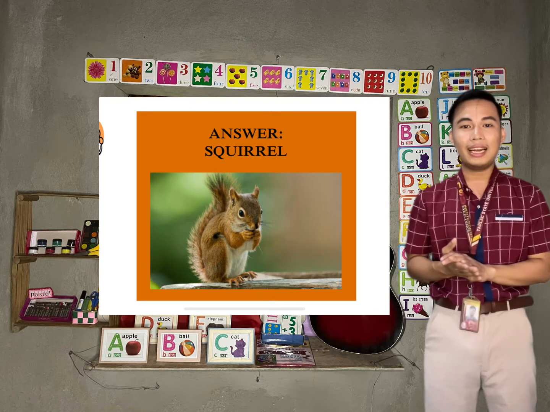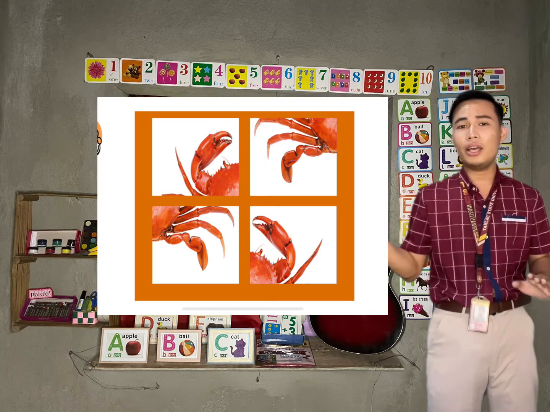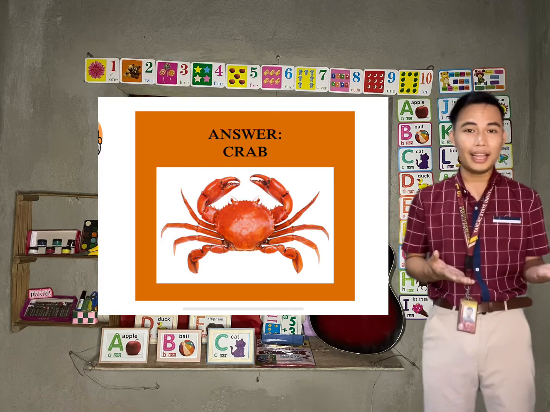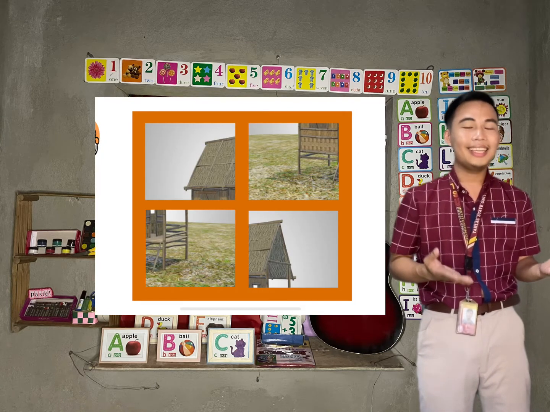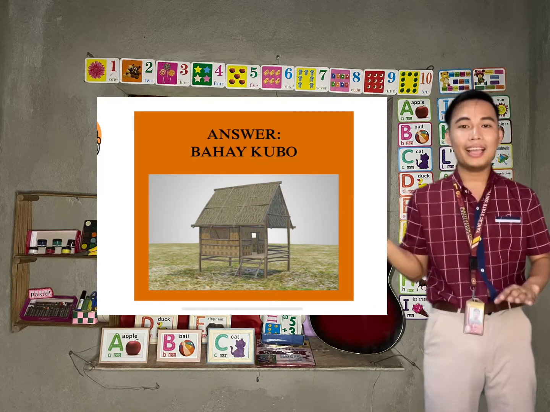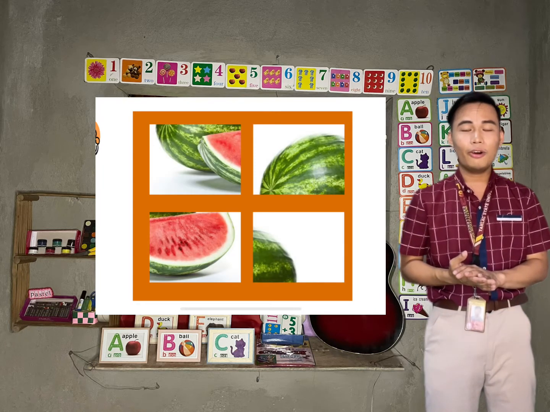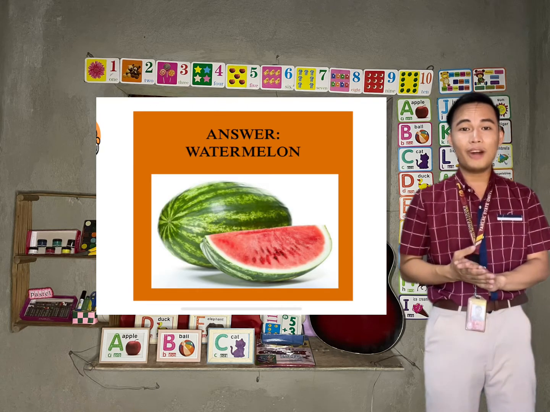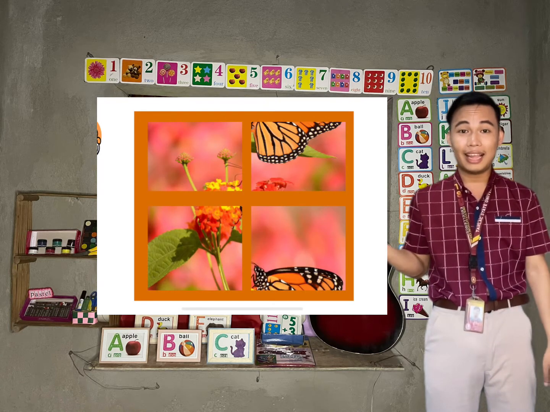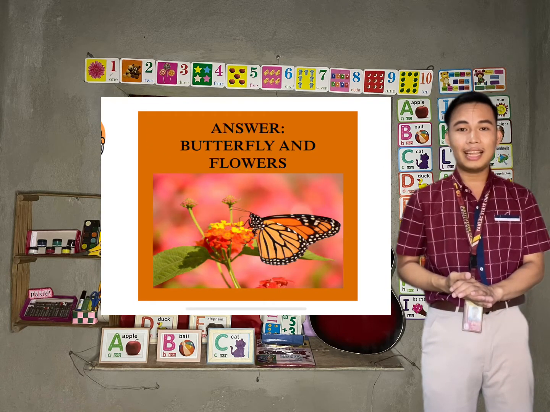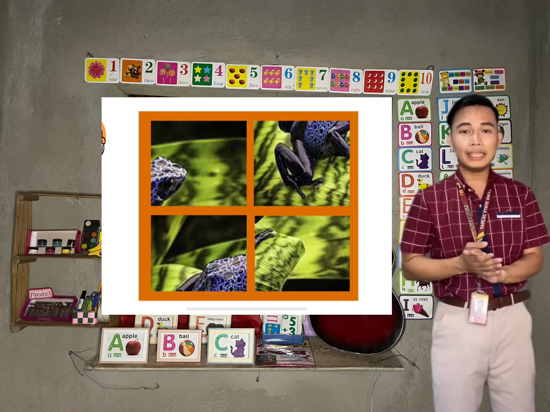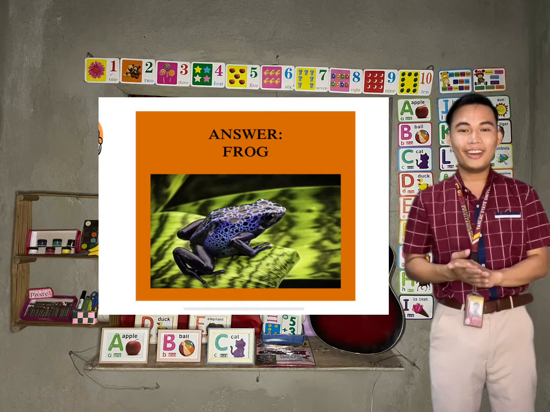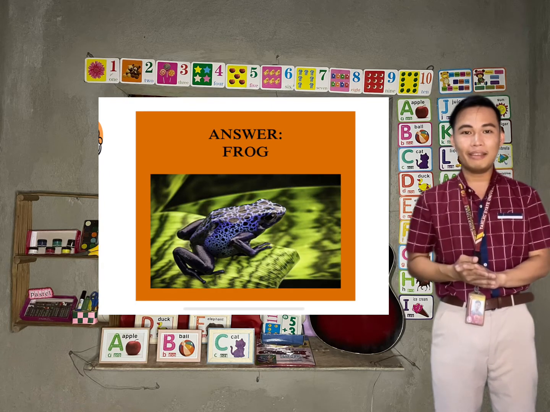Okay, let us start our game. Okay, Estigay, what is your answer? Very good, it is a crab. Next one, Anchieta. That's right. Very good, it is a bahay kubo. For the next one, Kalma, what is your answer? Very good, Kalma, it is a watermelon. For the next one, Hernandez. Very good, Hernandez. For the last one, can you please answer it, Gabriel? Correct. Very good. It is a frog. Did you enjoy our game, class?